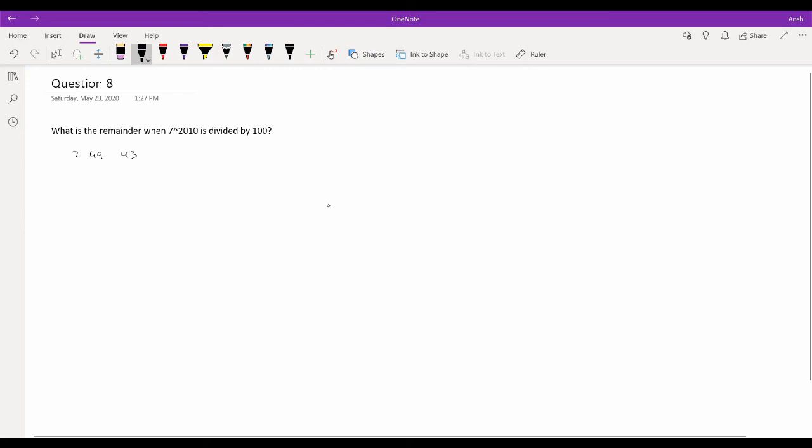But if you notice, earlier when we wrote out our numbers, notice how 49 is actually 1 less than a multiple of 10. It can be written as 50 minus 1. So this is actually not a bad number to do binomial expansion on. We have a multiple of 10 minus 1. So we can rewrite 7 to the 2010 as 7 squared to the 1005 power. So this would be equivalent to 50 minus 1 to the 1005 power.